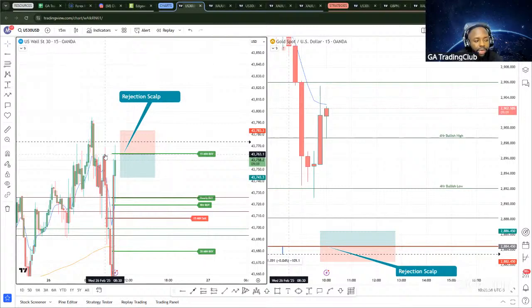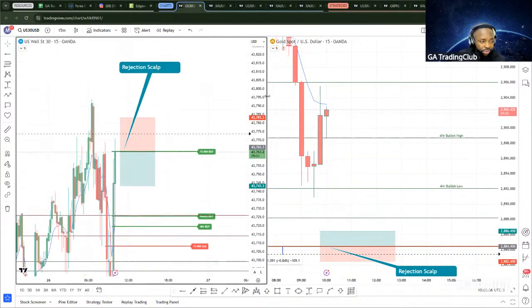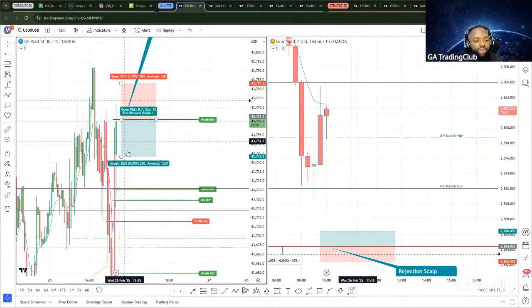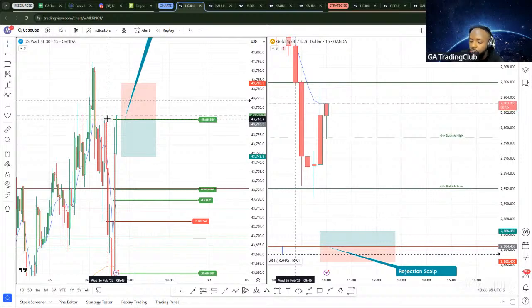But the best bet is to set a pending order, because ideally what we're anticipating here is that eventually this 15-minute candle will close under this rejection area. That's ideally what you're anticipating. And that's why you are looking to do a quick entry with it.